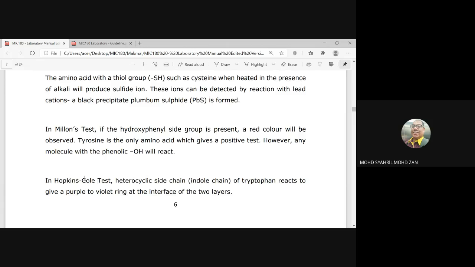Hopkins-Cole test is for a heterocyclic side chain, which is the indole chain. So heterocyclic side chain tu nama dia adalah indole chain of tryptophan, which gives a purple to violet ring at the interface of two layers. So one example amino acid yang paling mudah adalah kita pakai tryptophan. So what happens? You will get the purple to violet ring. So kenapa ring? Because you're using a test tube, between two layers, right.